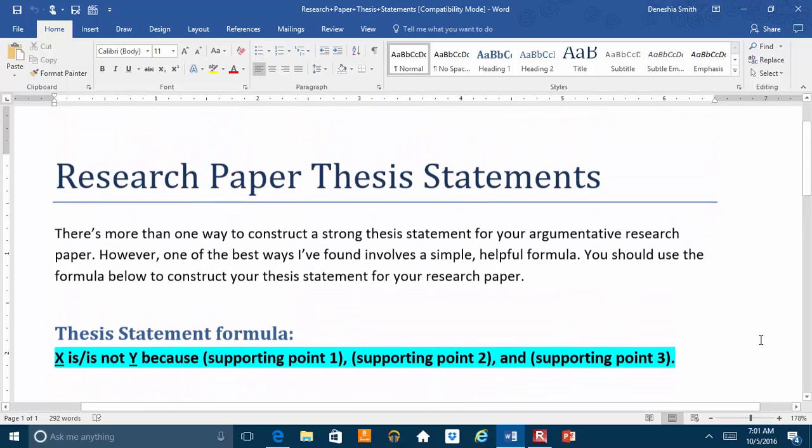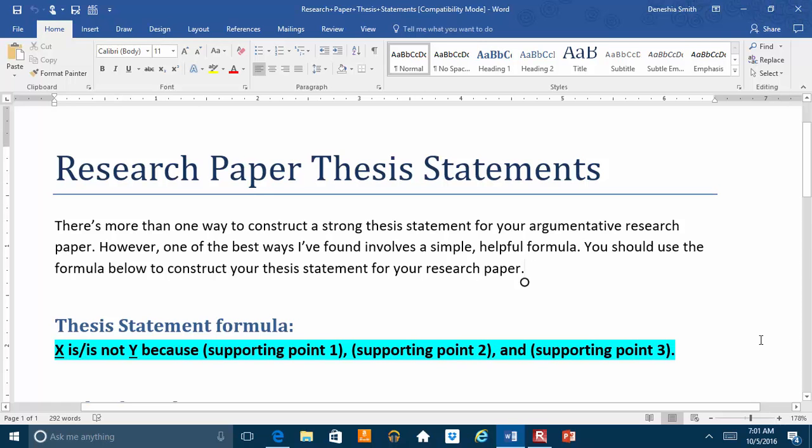So let's look at the formula. It's going to look a little odd at first, right? When we think formulas, we don't usually think of English class, but this will work for us if we use it, okay? This is the formula: X is or is not Y because supporting point 1, supporting point 2, and supporting point 3. You probably want to write this down. X is or is not Y because supporting point 1, supporting point 2, and supporting point 3.